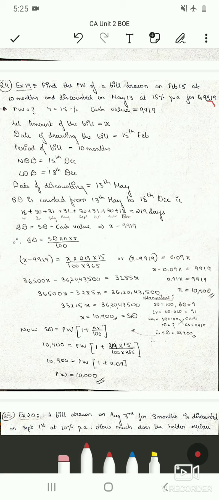So 9,990. So that is the cash value. So we will have to first find out what is the sum due or amount of the bill. They have given date of drawing the bill 15th Feb, period of the bill 10 months, then nominal due date will be 10 months from 15th Feb, so it will be 15th December. Legal due date is 18th December. Date of discounting is given as 13th May. Now you can calculate number of days from 13th May to 18th December, which will be 219 days.